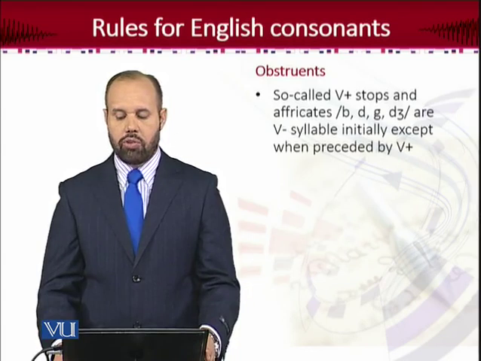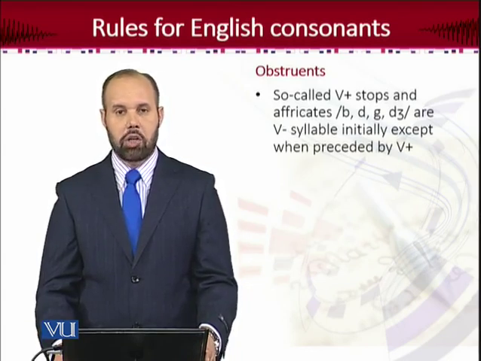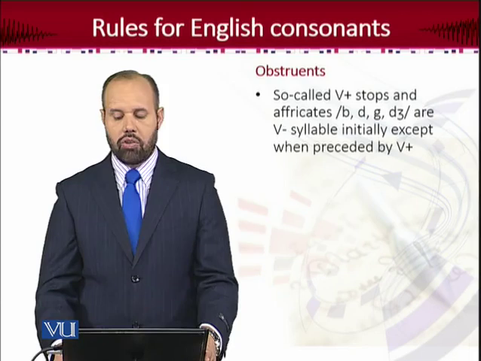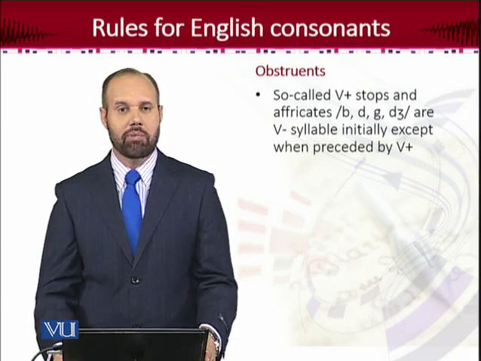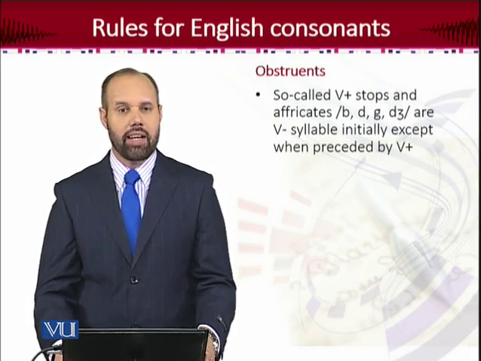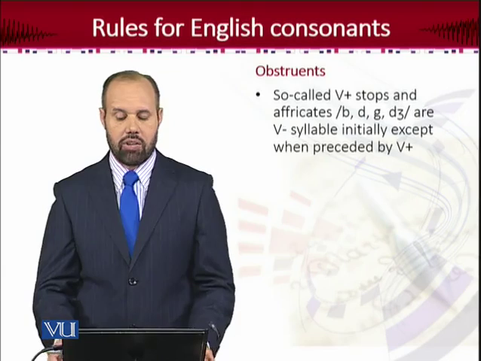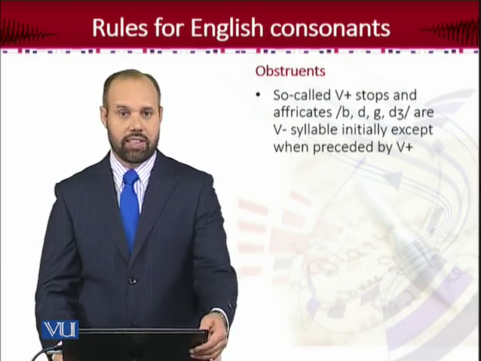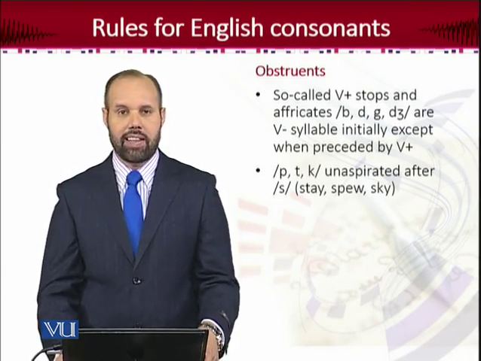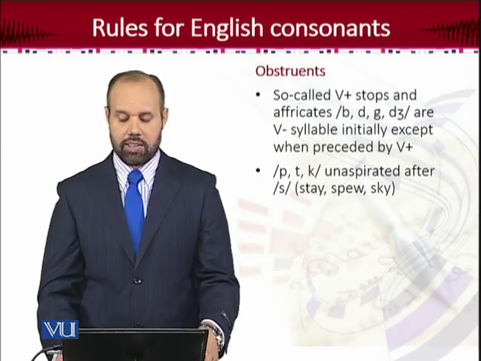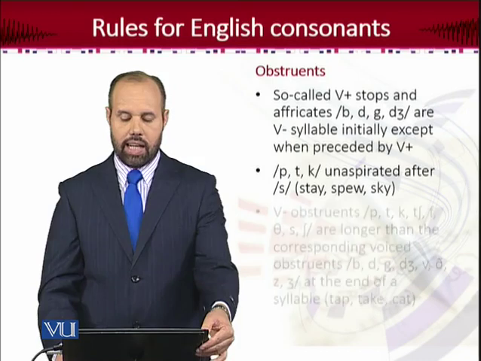Then the so-called voiced stops and affricates like b, d, g, j are voiceless syllable initially, except when they are accompanied by some voiced sound. So if they are not adjacent to a voiced sound, then they are not really voiced. They become voiceless, right? Then p, t, k are unaspirated when they occur together with the fricative s, like in the words stay or spoon or sky. So the k, p, t sounds are then unaspirated.